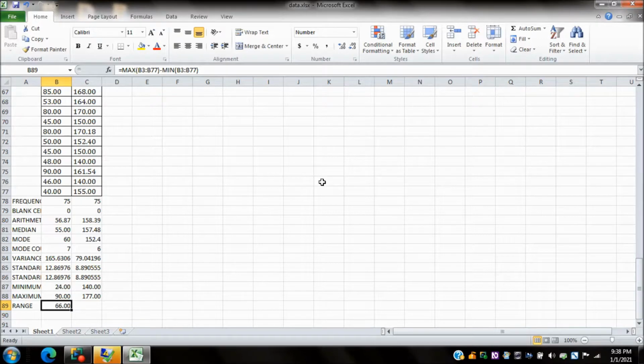And I'm going to copy this formula, C89 height, to find the range for the height column. I'm going to paste here. 37.00, formula C89. The range is 37, and this is in centimeters. So the difference between the tallest and the shortest person is 37 centimeters.